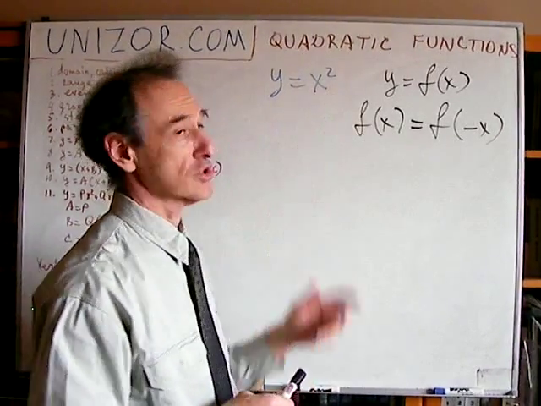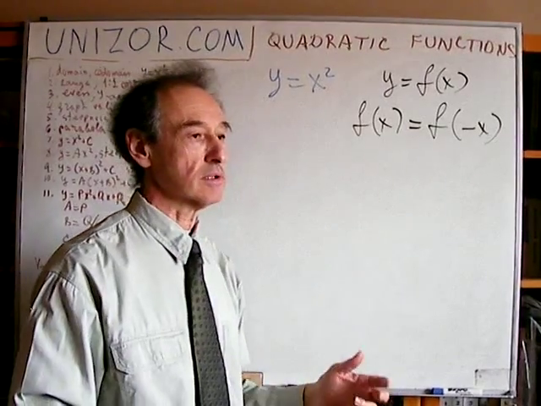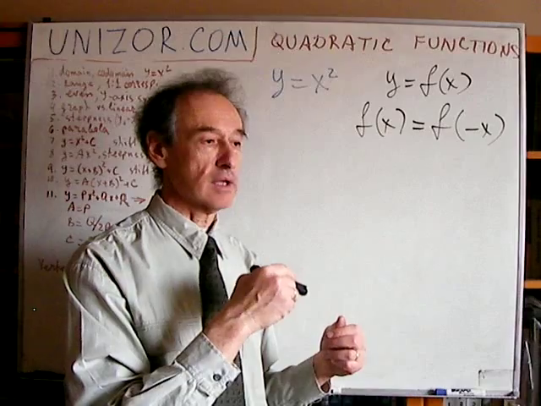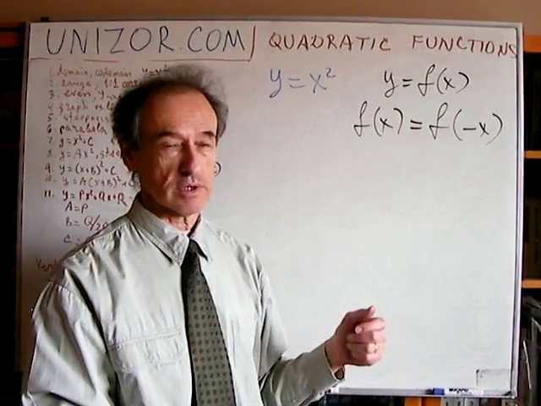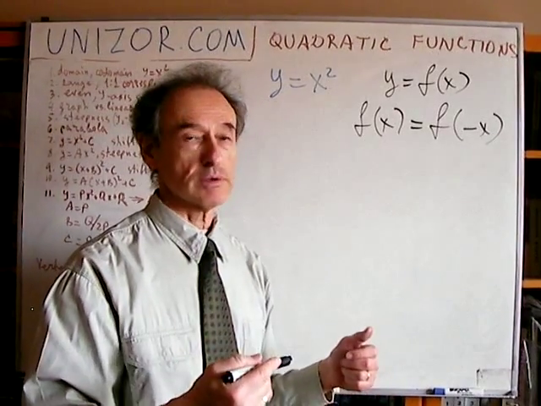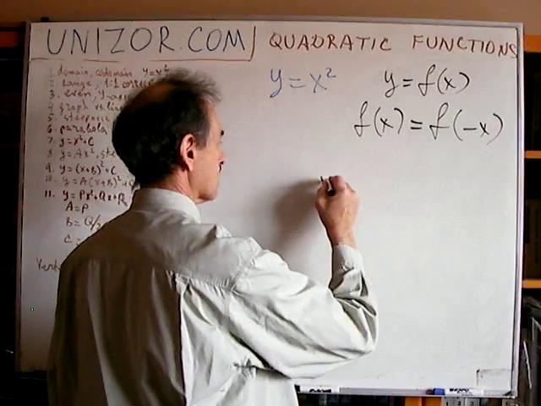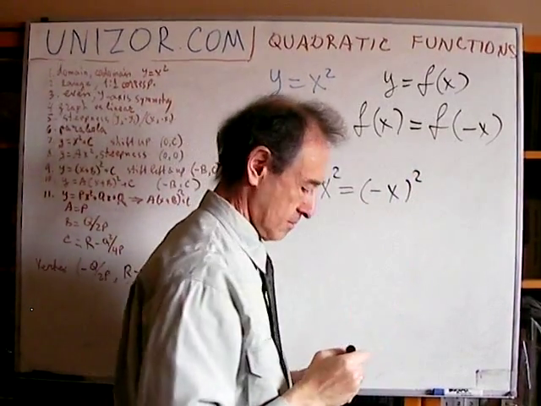Now, is this function even? Well, obviously yes, because we have already stated that a positive number being squared and the corresponding negative number with the same absolute value with a different sign being squared actually results in the same thing. So x squared is equal to minus x squared.